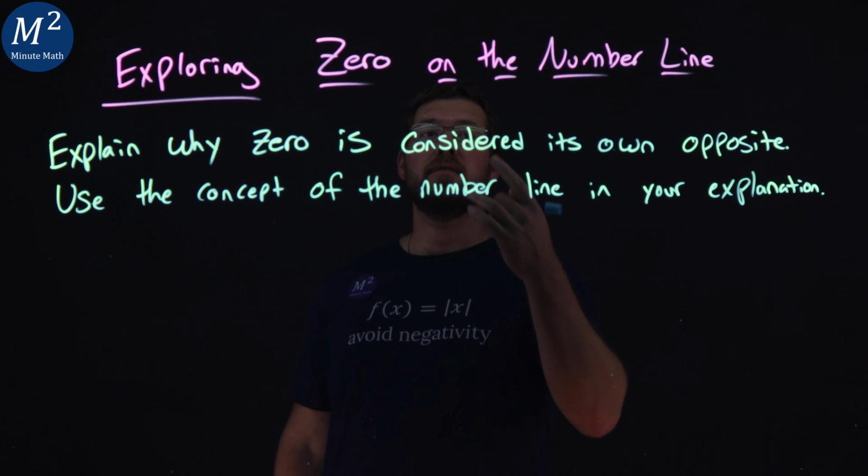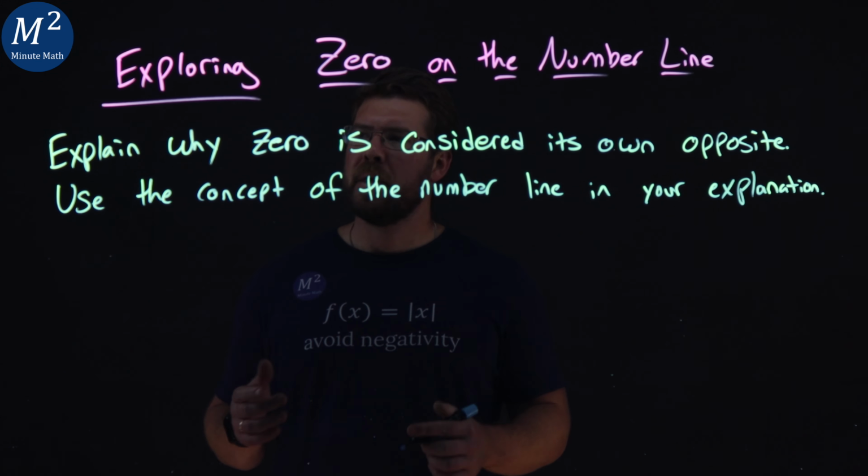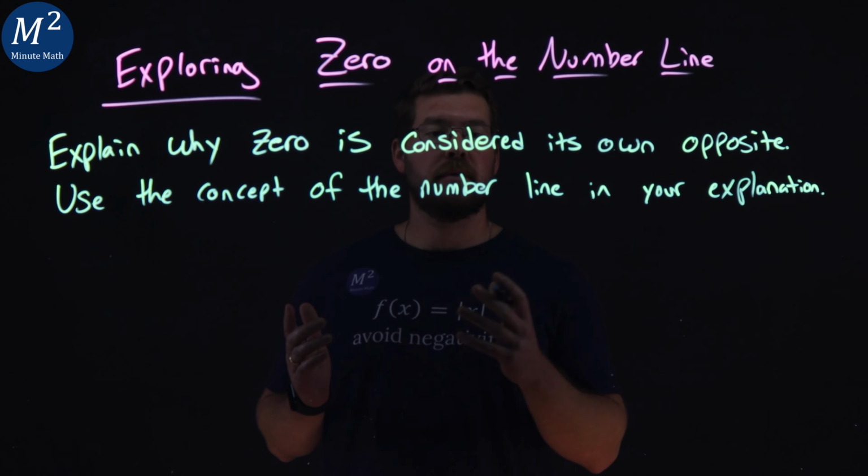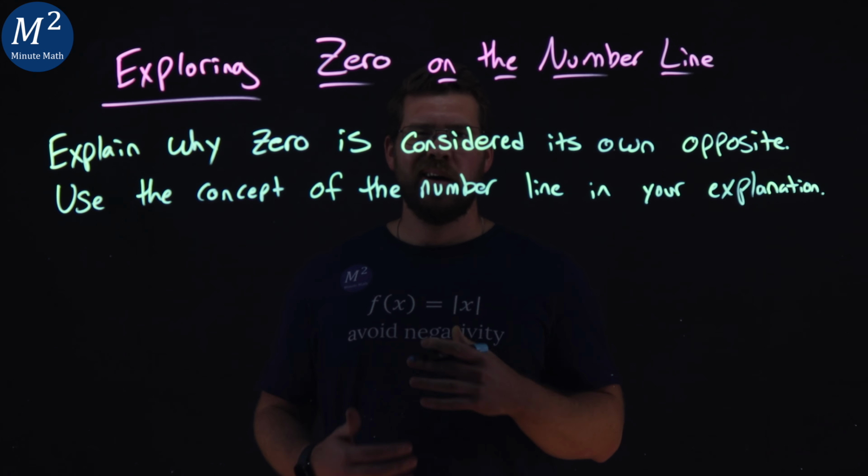Let's learn about exploring 0 on the number line. Explain why 0 is considered its own opposite. Use the concept of the number line in your explanation. So let's talk about this.